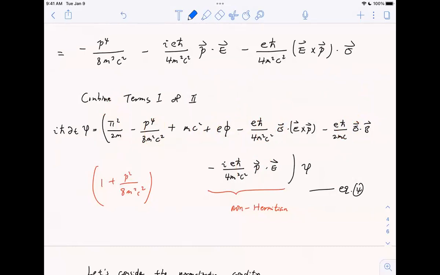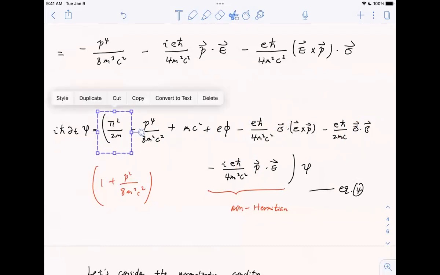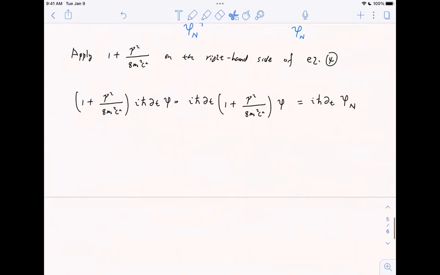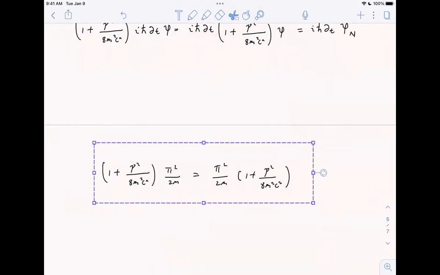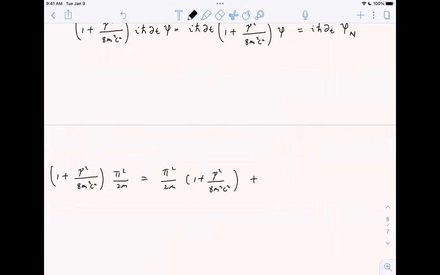Okay, let's pick the first term. When you apply this on it, you are going to switch the order, right? And then take the commutator, right?